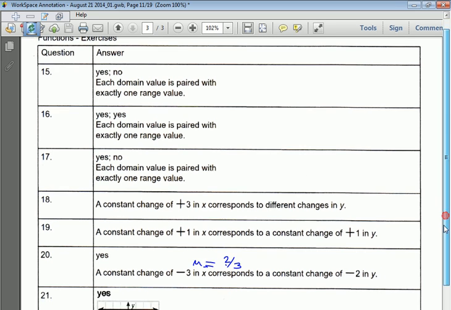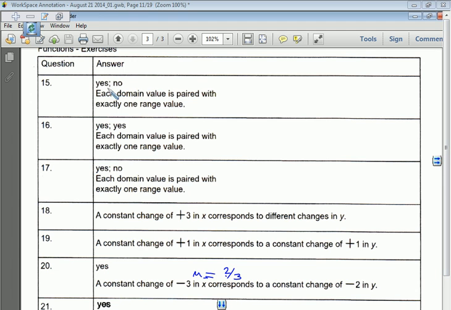Okay. Let's just go through this quick. 15 is yes, then no. 16 is yes, then yes. 17 is yes, then no. On 18, we had a constant change in our x's, but that was corresponding to different changes in our y's. So we wouldn't have a constant slope, and we wouldn't consider it linear. Yes, sir? You say that it does not increase at a constant rate? Right, good. So the x's were, but since the y's were not, there's not a constant rate of change.